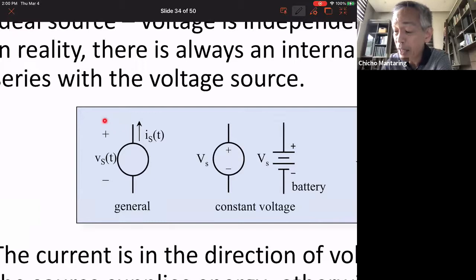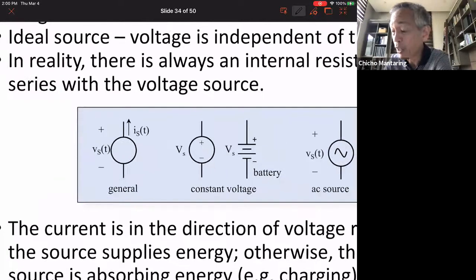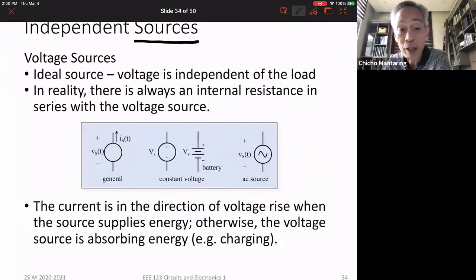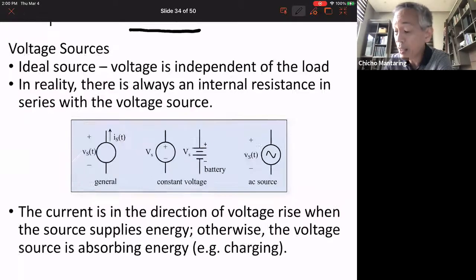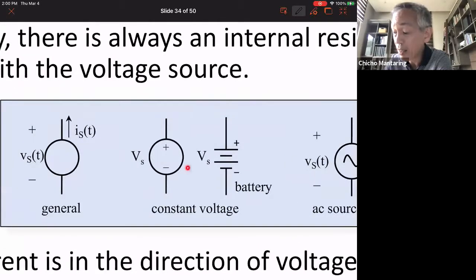Now, there's a reference potential here. No? So the reference potential is, the top is positive with respect to the bottom. So this is your general voltage source. Now, if it is a constant voltage source or a DC voltage source, then these are your possibilities. So this is the left side. This is the standard constant voltage source, and this is when we represent the voltage source as a battery.